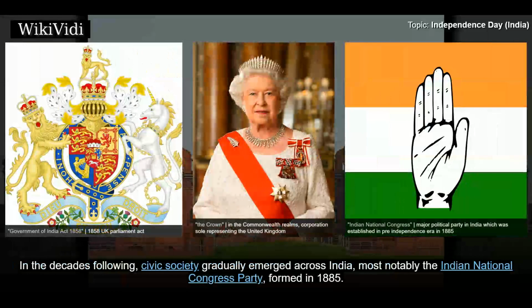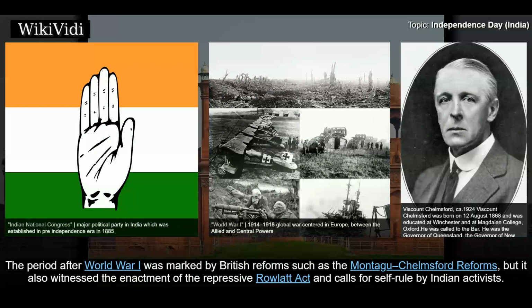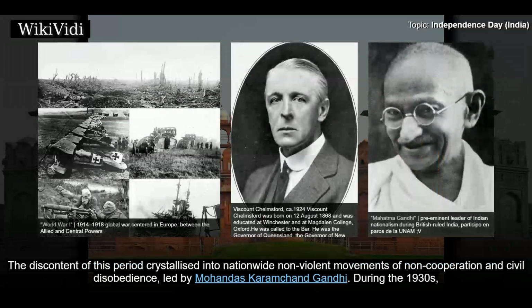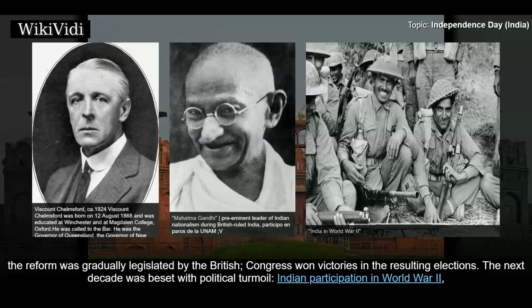In the decades following, civic society gradually emerged across India, most notably the Indian National Congress Party, formed in 1885. The period after World War I was marked by British reforms such as the Montagu-Chelmsford reforms, but it also witnessed the enactment of the Repressive Rowlatt Act and calls for self-rule by Indian activists. The discontent of this period crystallized into nationwide non-violent movements of non-cooperation and civil disobedience, led by Mohandas Karamchand Gandhi. During the 1930s, the reform was gradually legislated by the British. Congress won victories in the resulting elections.